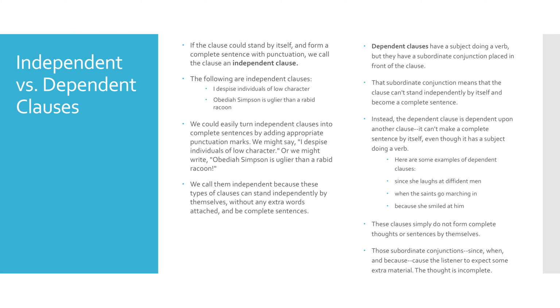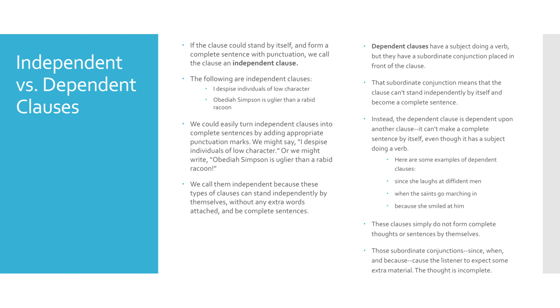Now let's talk about clauses. There are independent and dependent clauses. There's also other ones, but we're going to focus on these two right now. If the clause could stand by itself and form a complete sentence with punctuation, we call that clause an independent clause. The following are independent clauses. I despise individuals of low character. Obadiah Simpson is uglier than a rabid dog.